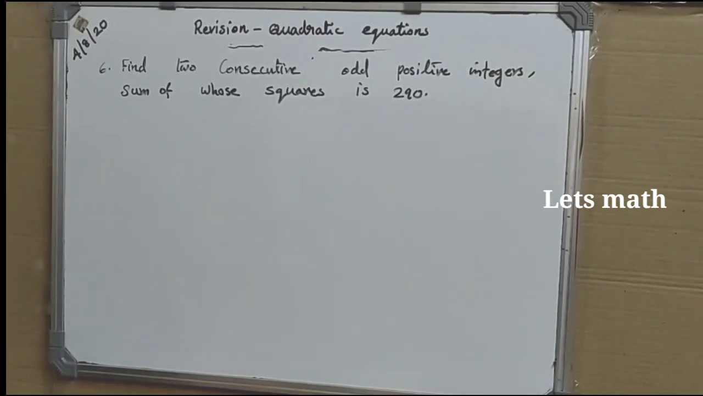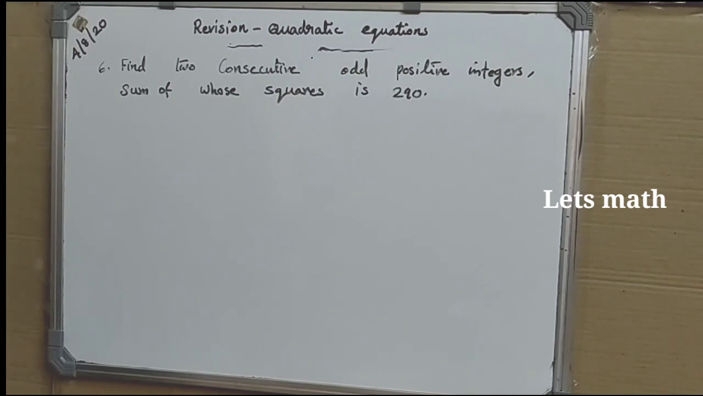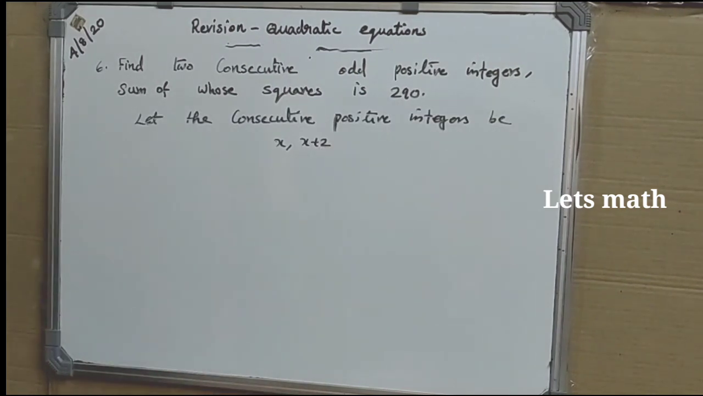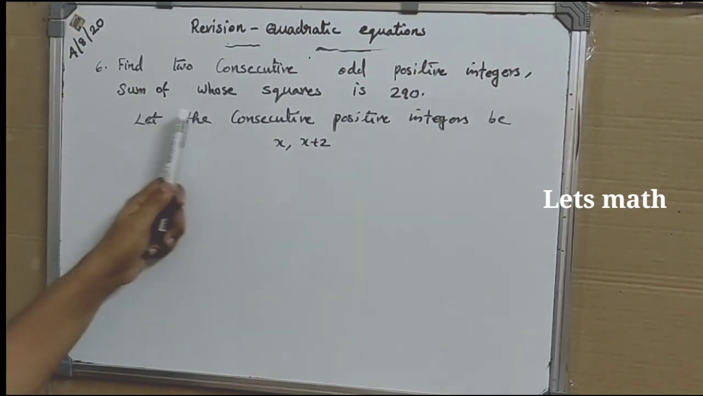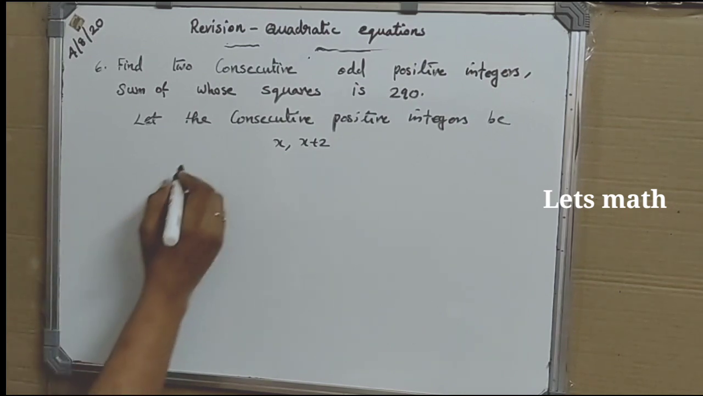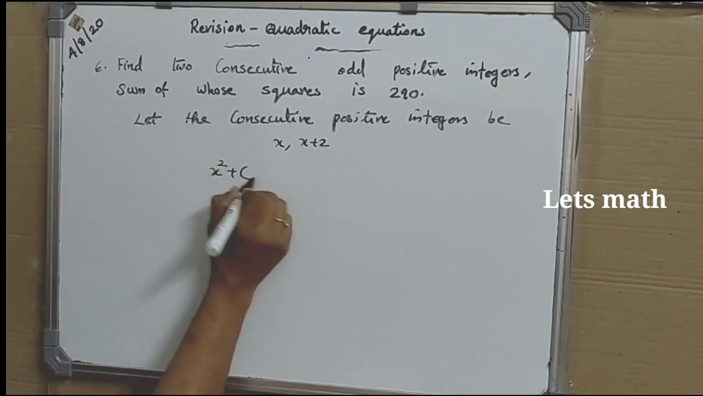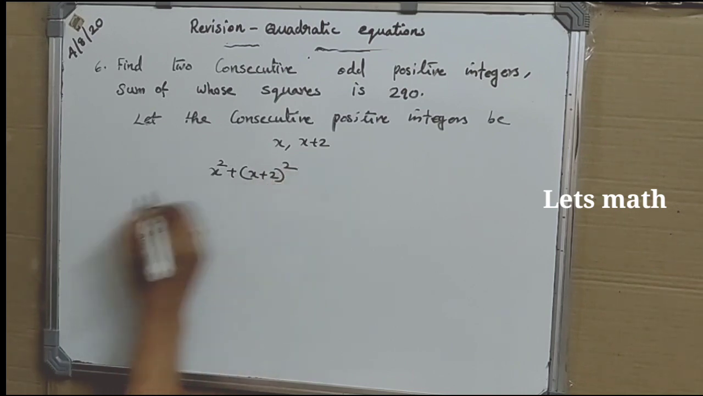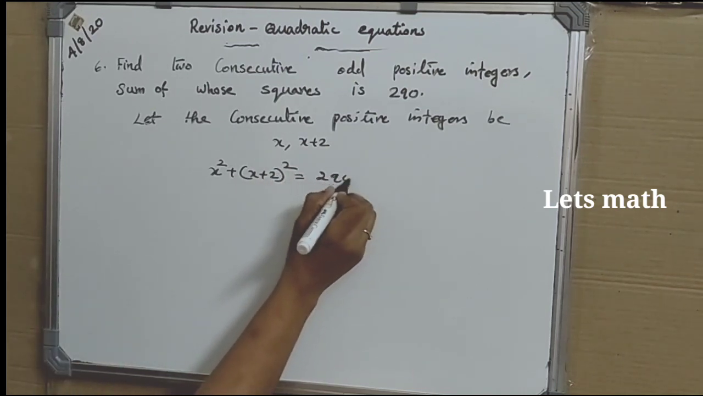Next question we have: find two consecutive odd positive integers, sum of whose squares is 290. How to take odd positive integers? It differs by 2, isn't it? So let us take the consecutive odd positive integers as x and x plus 2. Let the consecutive integers be x and x plus 2. See, as per the condition, it is sum of whose squares is 290. So sum of the squares means x square plus x plus 2 the whole square equal to 290.